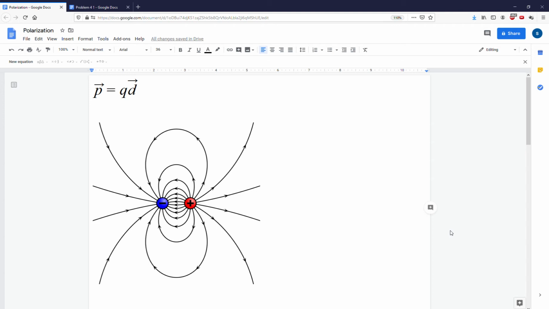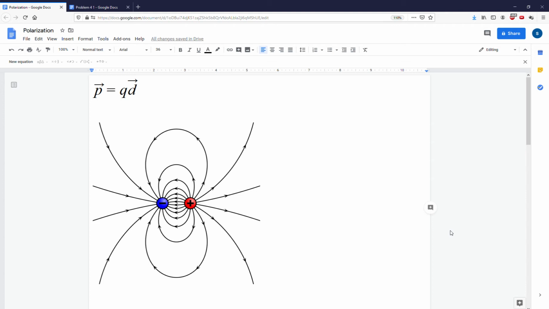So take, for example, a neutrally charged atom. This atom can be described as a positively charged nucleus surrounded by a negatively charged electron shell. Under normal circumstances, the nucleus and the shell are in the same location, and their charges cancel out completely.